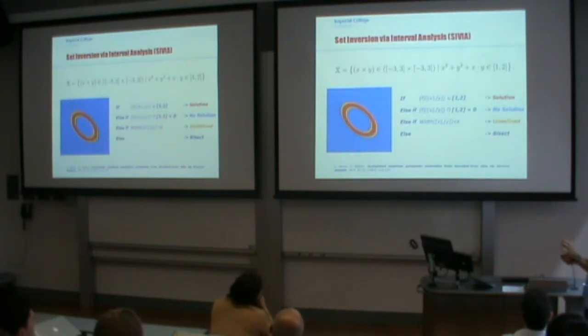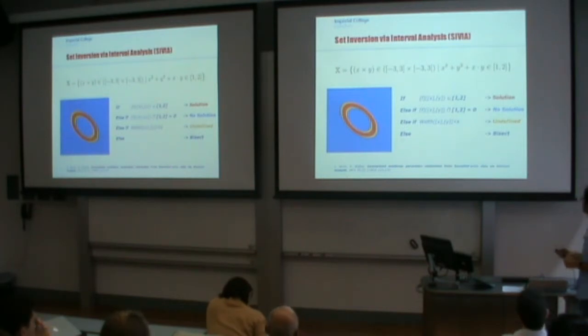In order to stop the algorithm, we need to define an absolute precision. When the width of the box that we are dissecting is smaller than epsilon, then we say that it is undefined, that is this yellow area. So that's the basics of the SIVIA algorithm.